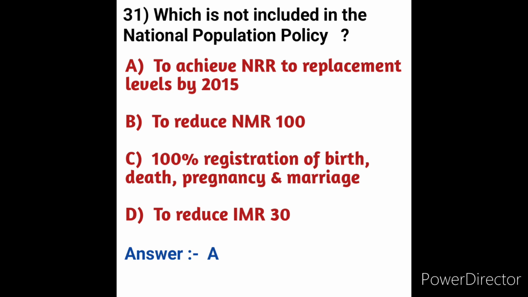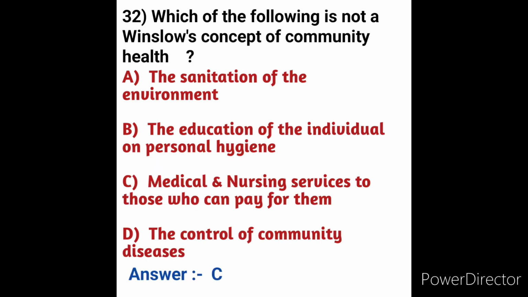So, next move on to question number 32. Which of the following is not a Winslow's concept of community health? You will see the options here. Option A, the sanitation of the environment. Option B, the education of the individual on personal hygiene. C, medical and nursing services to those who can pay for them. Option D, the control of community diseases.